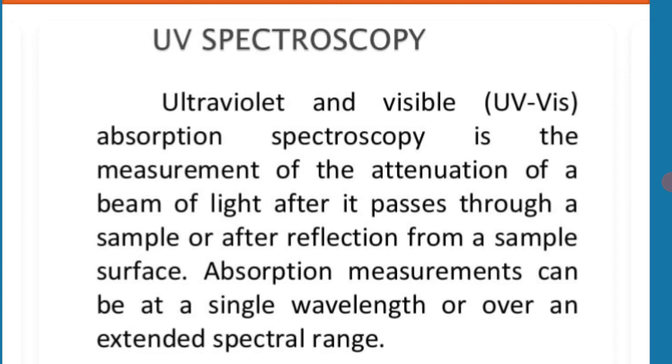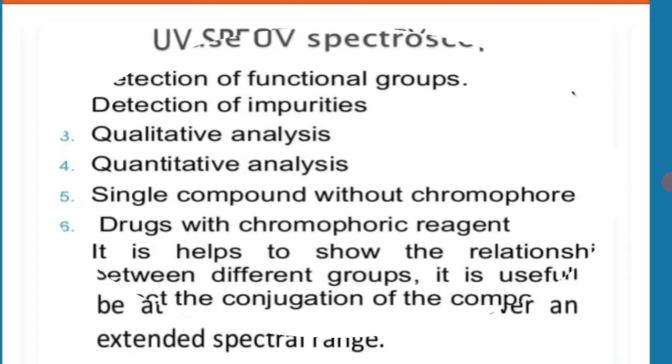We know what is UV spectroscopy. Ultraviolet and visible absorption spectroscopy is the measurement of the attenuation of a beam of light after it passes through a sample or after reflection from a sample surface. Absorption measurements can be at a single wavelength or over an extended spectral range.